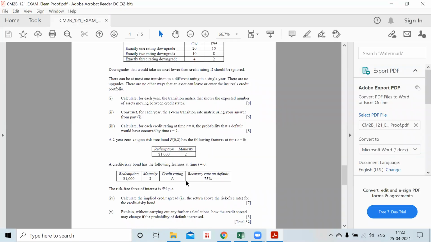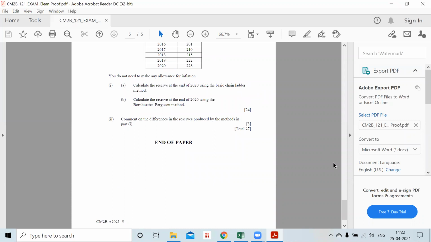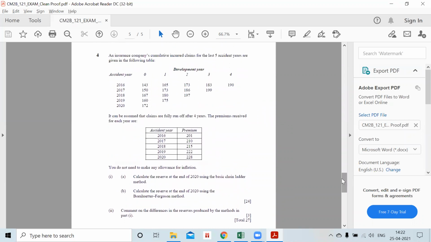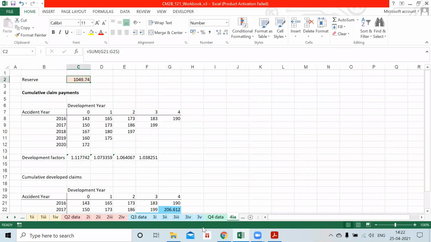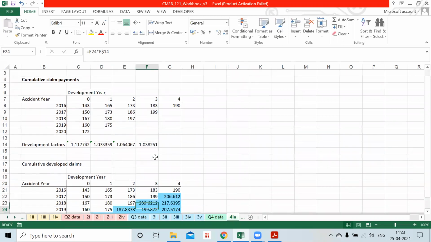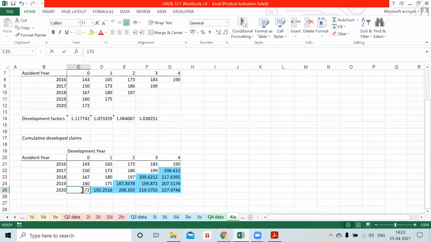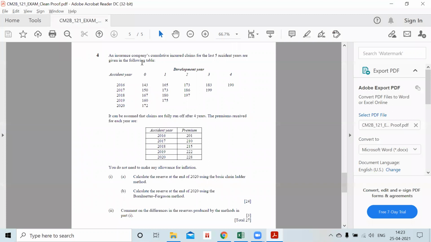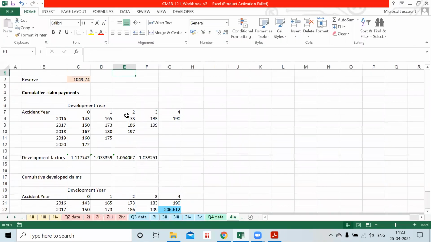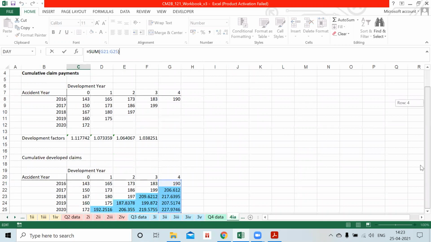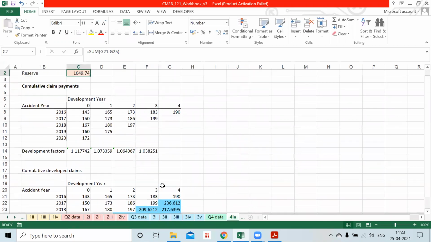Question 4 was very easy, very direct. Run off triangles and calculate the reserve using the basic chain ladder method. So first the data was given over here. I've copied the data over here, calculated the development factors for each of the states, and then the cumulative developed is nothing but the values into development factors. And since the claims are incurred, if you see the insurance companies, the claims are incurred, so we have taken a sum of all the last column, only the last column over here, which is the sum of the incurred claims.